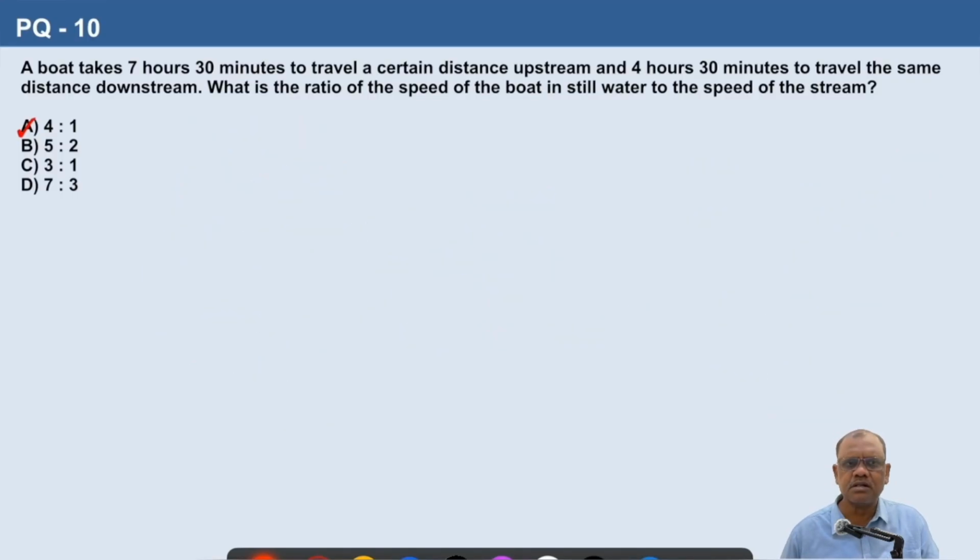So these are some of the problems based on the concept of boats and streams. We have covered almost all the models. If you come across any more models of questions, you can mention them in the comment box, so we'll cover them in the next sessions.